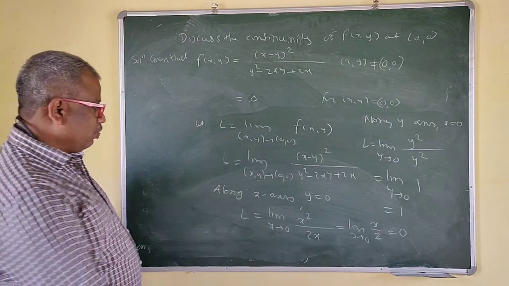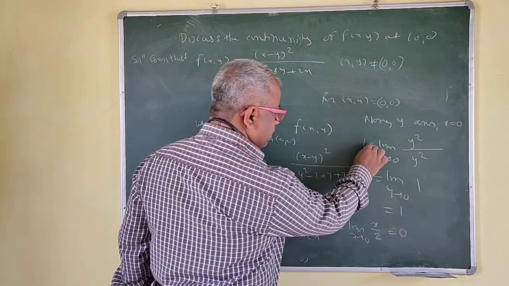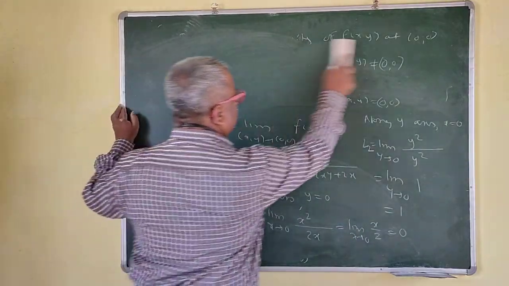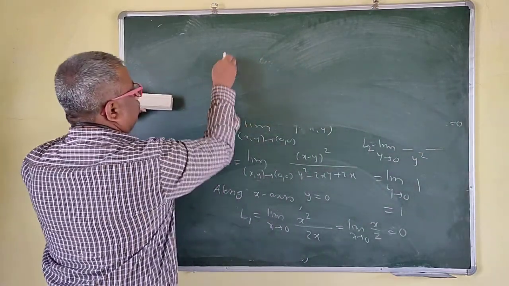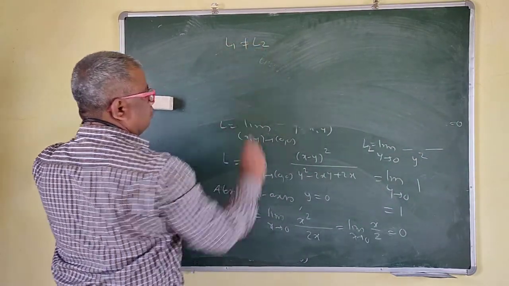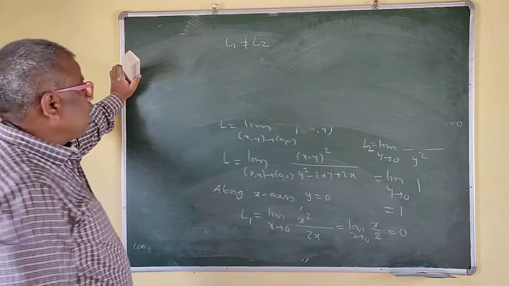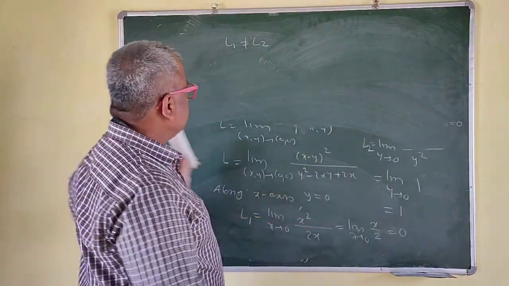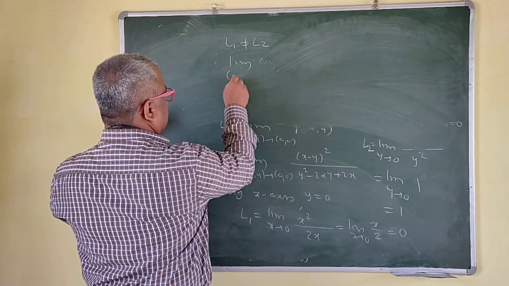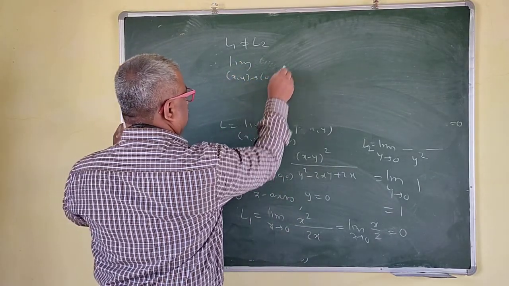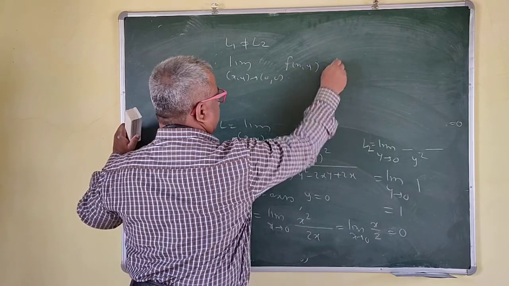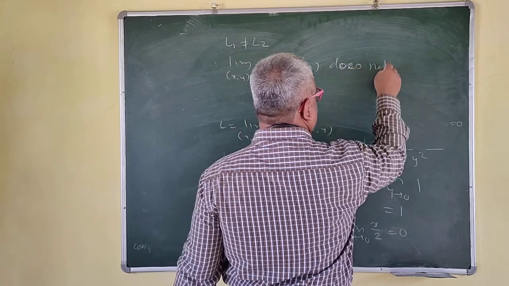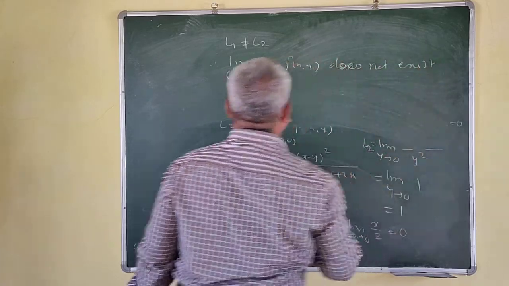So we call this L1 and we call this L2 now. Okay? So L1 is not equal to L2. Therefore the limit along two different paths is different. That means the limit does not exist. So that means the limit as (x, y) tends to (0, 0) of f of xy does not exist.